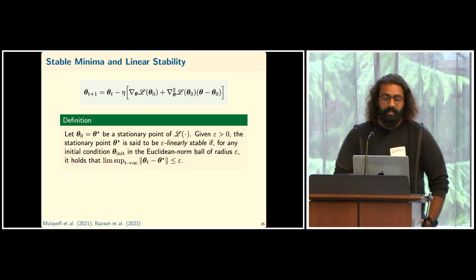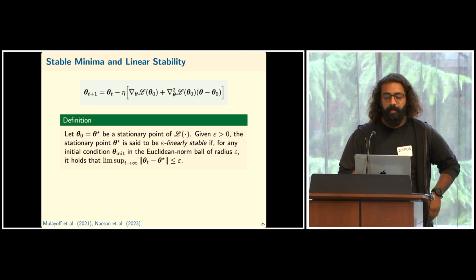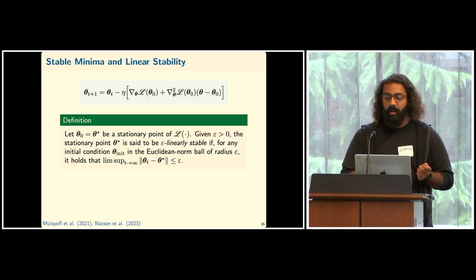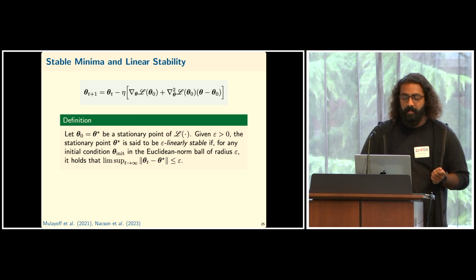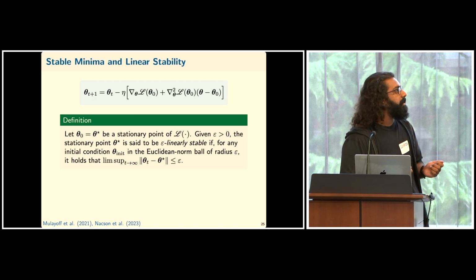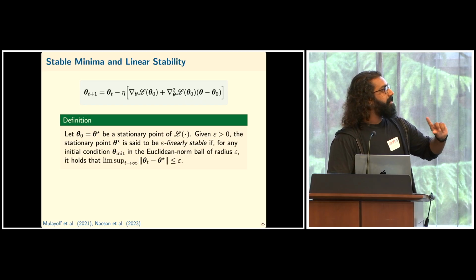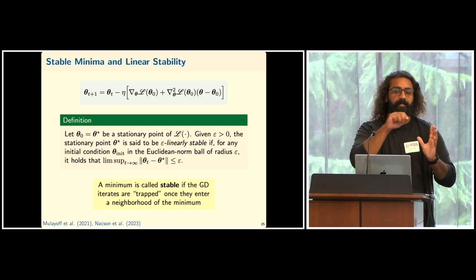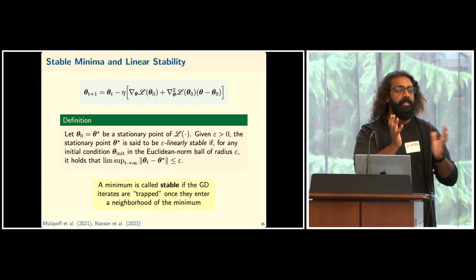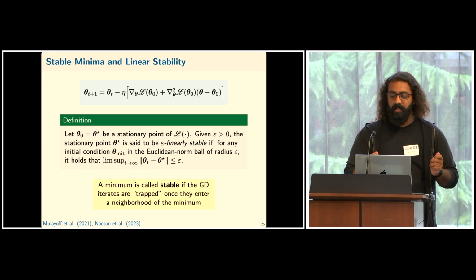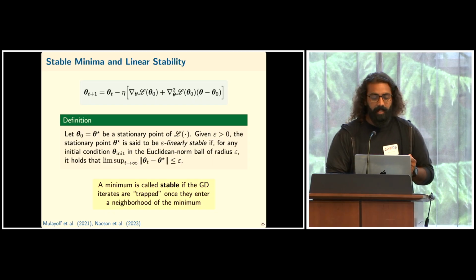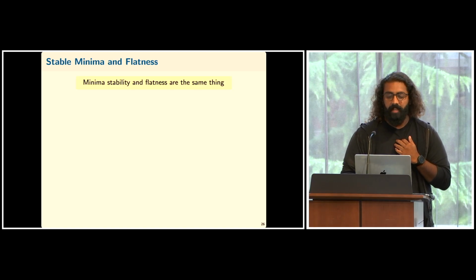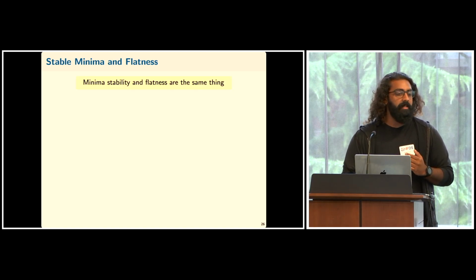So this is this whole idea of minima stability. The definition we pulled from these two papers is that if theta 0 is some stationary point, let's call it theta star, then given epsilon greater than 0, this stationary point is said to be epsilon linearly stable if, essentially, once the iterations enter near the minima, we're never going to leave. So we're essentially getting trapped around the minima. This is what you would call epsilon linearly stable. And this is actually very tightly linked to flatness. It's actually the same thing as measuring flatness of the loss landscape.